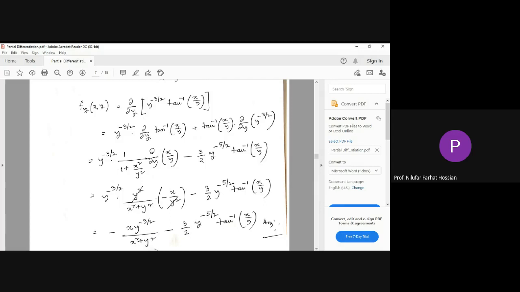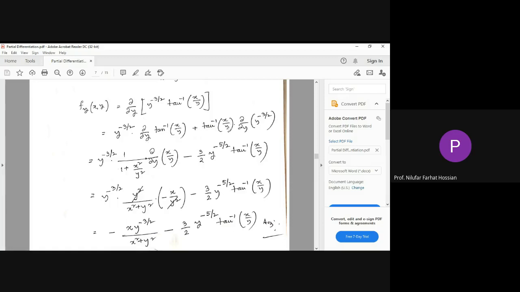So tan inverse y, what will it be? It will be 1 by 1 plus y square. And y means x by y. So it should be 1 over 1 plus x square by y square. And this x by y should again be partially differentiated with respect to y and then multiplied to this. So it should be multiplied with del y of x over y.